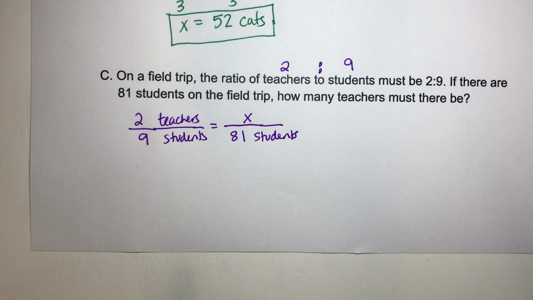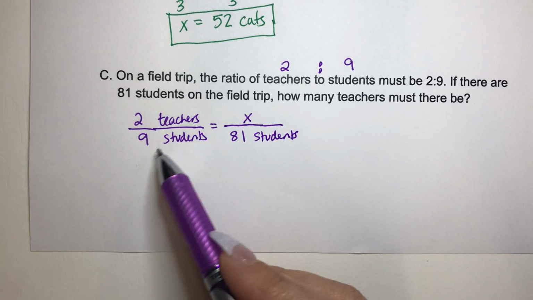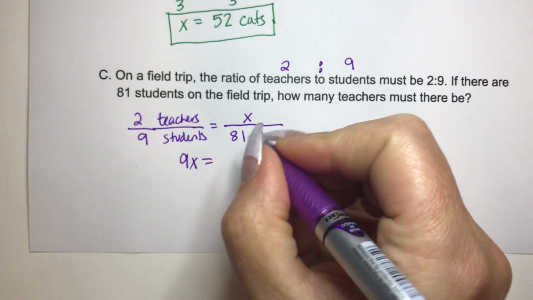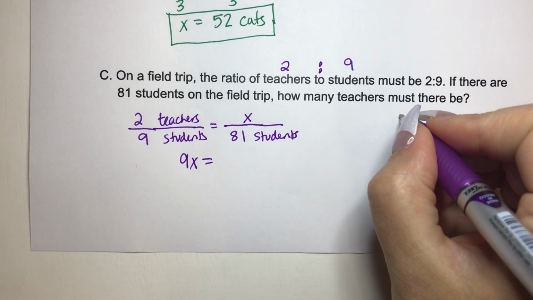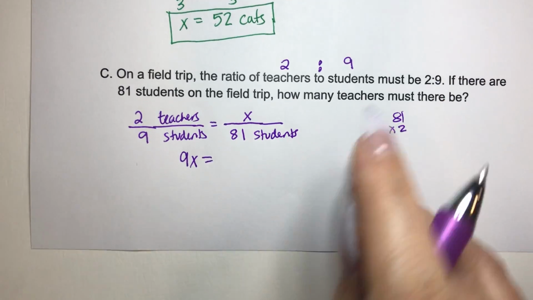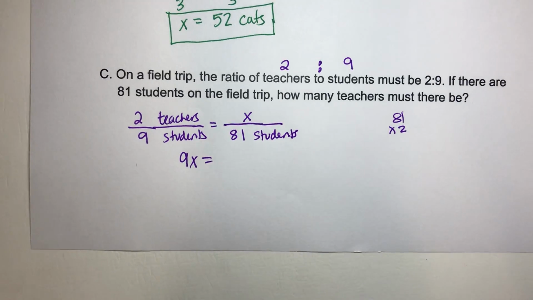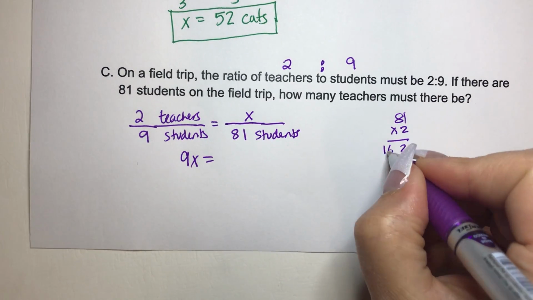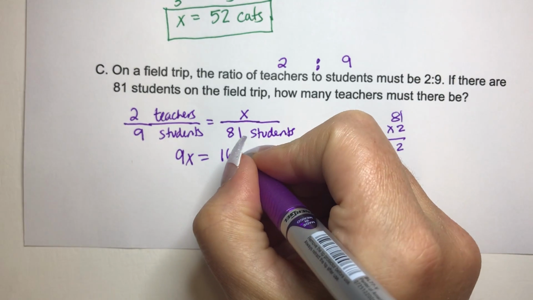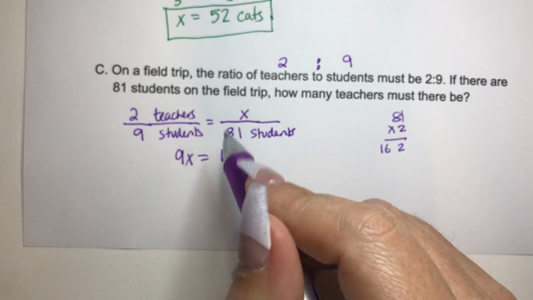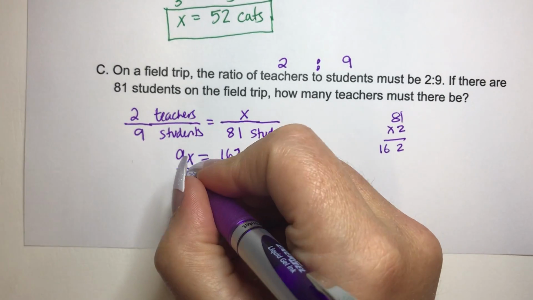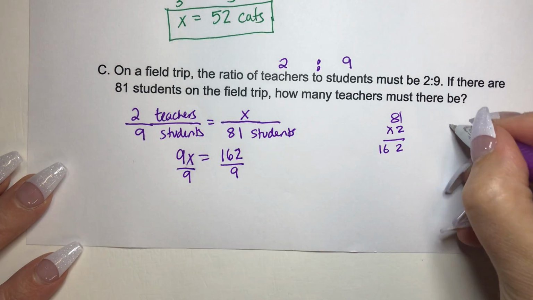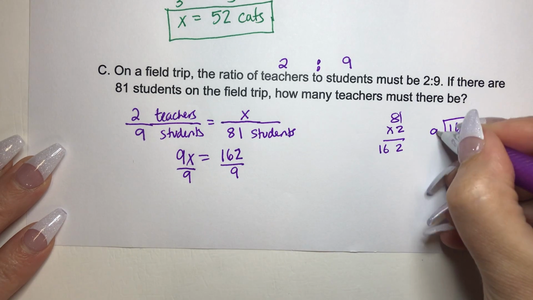We can just use that cross products property. I'm going to go 9 times X, 9X equals 2 times 81. Whoops, sorry about that. 81 times 2. 2 times 1 is 2. 2 times 8 is 16, so 162. Then we want to get X by itself, so we divide both sides by 9 using those inverse operations. Then I just need to go 162 divided by 9.